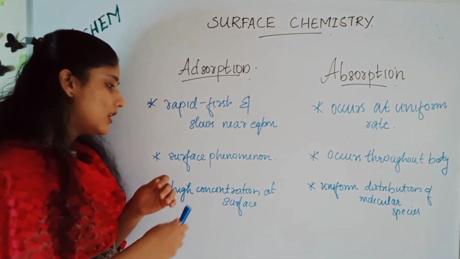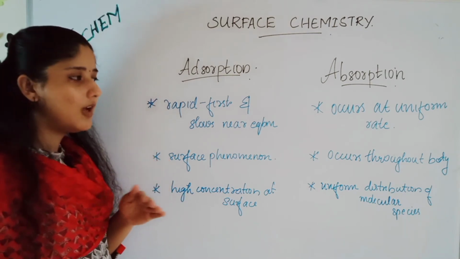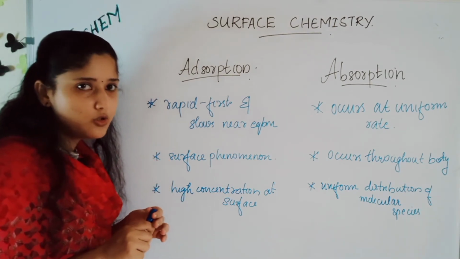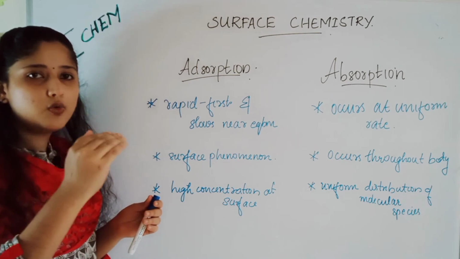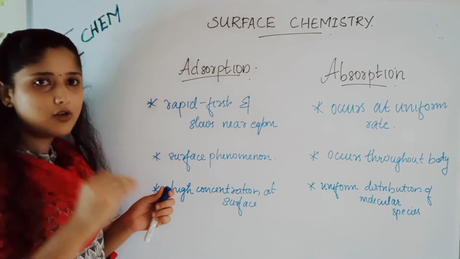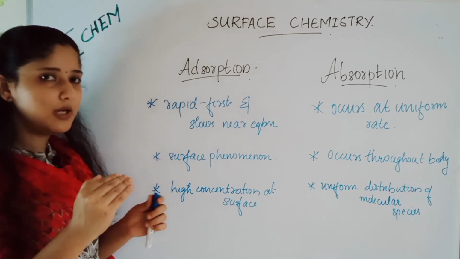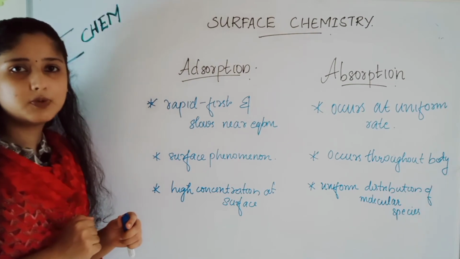Next, high concentration of the molecules at the surface happens in adsorption, while in absorption it is uniform throughout. The molecular species are uniform throughout the solid, in the bulk of the solid, we can say. Okay, these are the main differences between adsorption and absorption.